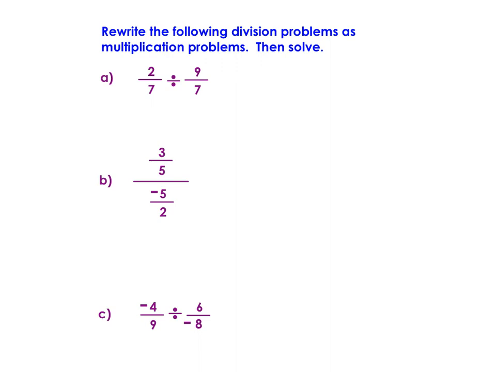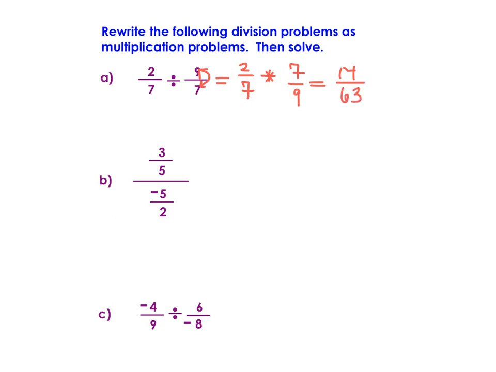So here we're going to apply keep, switch, flip to rewrite this first problem. We keep the first fraction, which is 2/7. We switch division to multiplication, and then we take the reciprocal of the second fraction, so we flip it, and it becomes 7/9. And then from here, we multiply our fractions, so we multiply the two numerators together, we get 14. We multiply the denominators, we get 63.